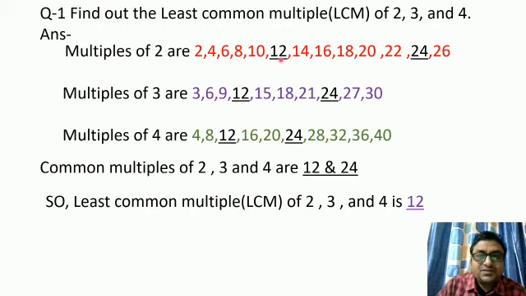Here 12 is here, also here, also here. So the common multiple is 12. Again 24 is here, here also 24, here also 24. So the common multiples of 2, 3 and 4 are 12 and 24. Among 12 and 24, which is the least one? That is 12. So the least common multiple of 2, 3 and 4 is 12.